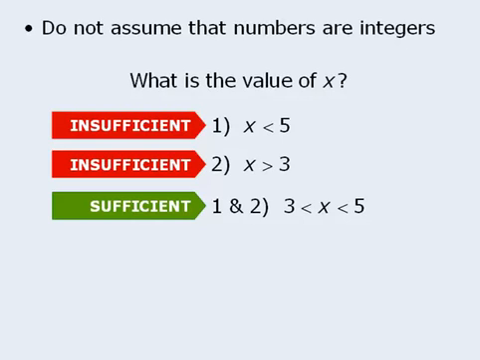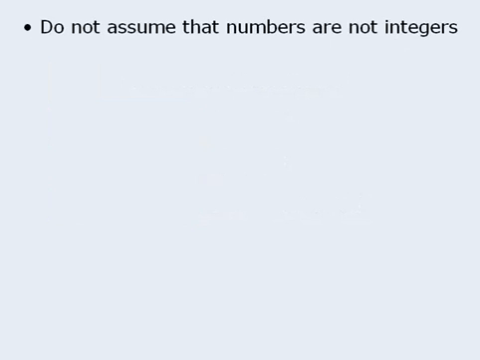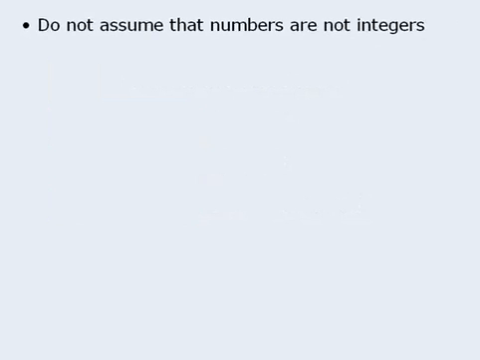However, there is no reason to assume that x is an integer, since there is no mention of this in the question. So x can be any number greater than 3 and less than 5. Since we cannot definitively determine the value of x, the combined statements are not sufficient, which means the correct answer is E. The next tip is, do not assume that numbers are not integers.